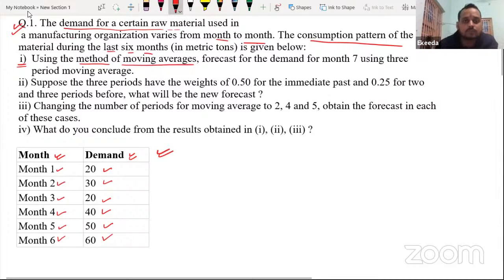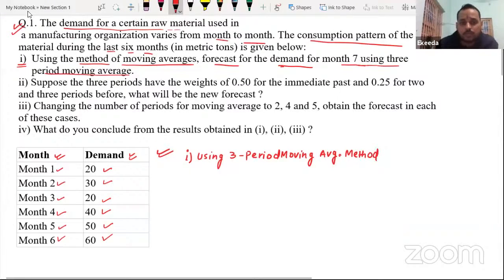The first question says: using the method of moving average, forecast the demand for the seventh month using the 3 period moving average method.